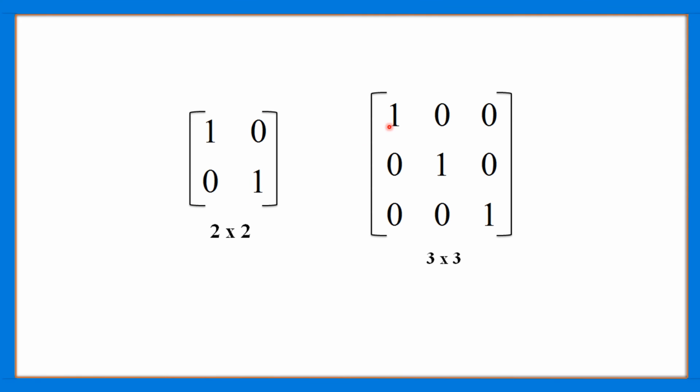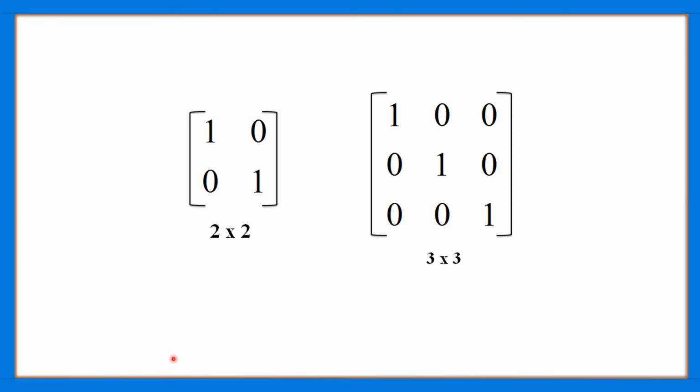Okay. The next example is the matrix 1 0 0, 0 1 0, 0 0 1. Is it an identity matrix? Yes, it is an identity matrix, since the leading diagonal elements are 1 and the rest are 0. Therefore, it is a unit matrix or identity matrix.